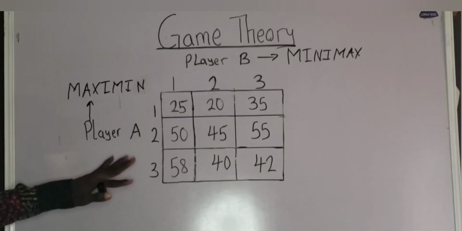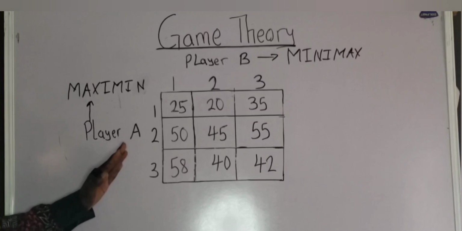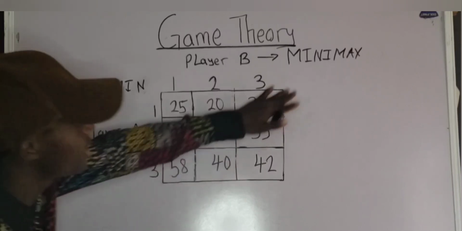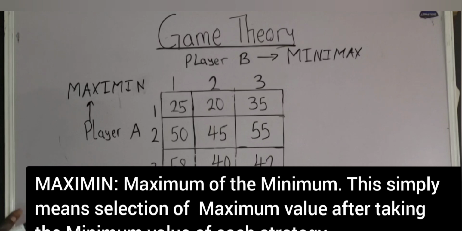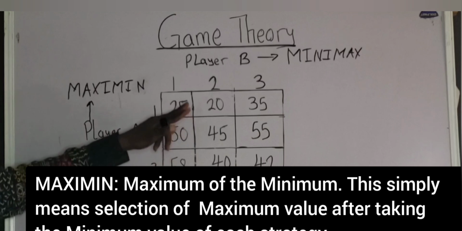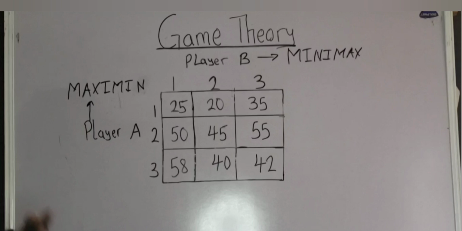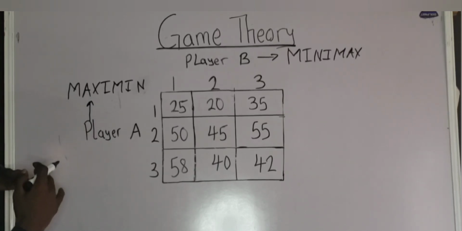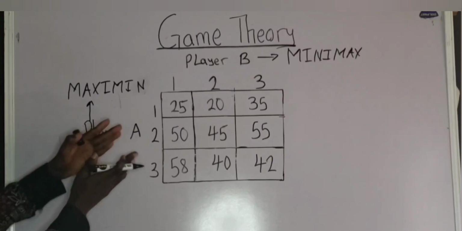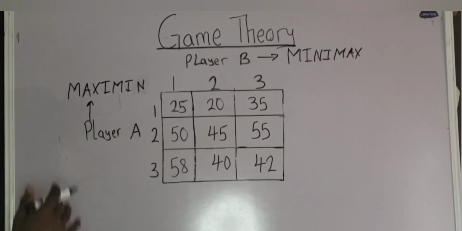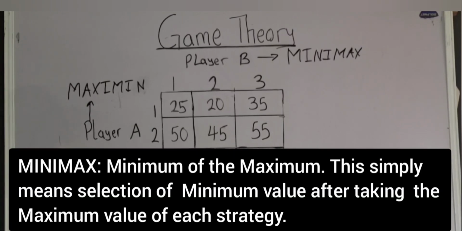You understand? So now let me start by explaining what we mean by the maximin principle. As the name sounds, maximin, that is maximum of the minimum. Don't forget that it is player A that is adopting the maximin principle. In that case, player A will select the minimum among all the three strategies that he has. Then after selecting the minimum for each strategy, he's going to choose the maximum among those minimums. So that is why we call it maximum of the minimum. And for player B, he's going to select the maximum of each of his strategies. Then after selecting those maximums, he's going to choose the minimum.